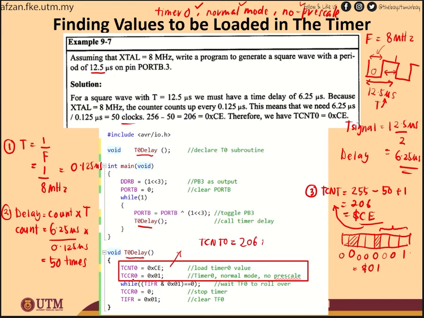So that's why TCCR0 equal to 0x01. Or sometimes you can use TCCR0 equal to 0b, the binary number, so that you do not mix up the value. So you know that bit 6 is 0, bit 3 is 0 because you're going to use the normal mode, while the rest of the 3 bits are 0, 0, 1 because you're using the no prescale option.